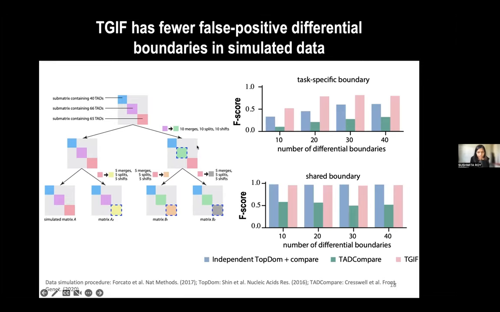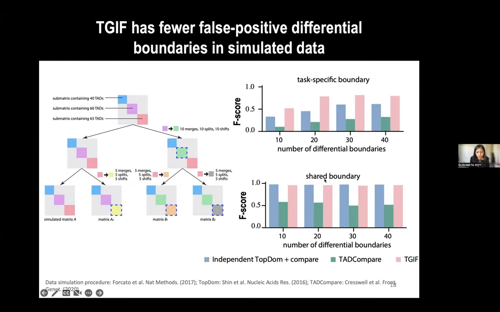And then we assessed how well we did based on the recovery of the TAD boundaries that were specific to each task, and along pairs of tasks, and they differ based on the number of boundaries that are there between them. And what you're seeing here is an F score. So F score is a harmonic mean of precision and recall. So the higher the F score, the better is the performance.